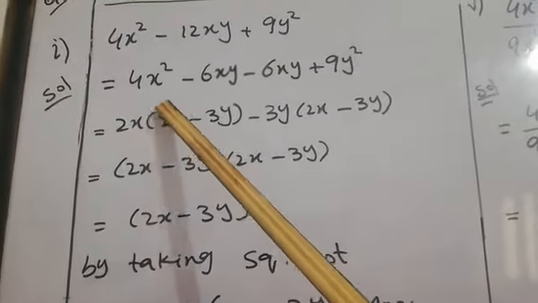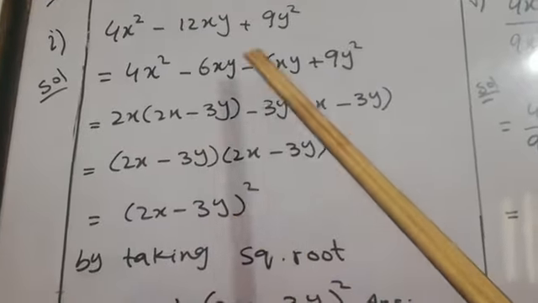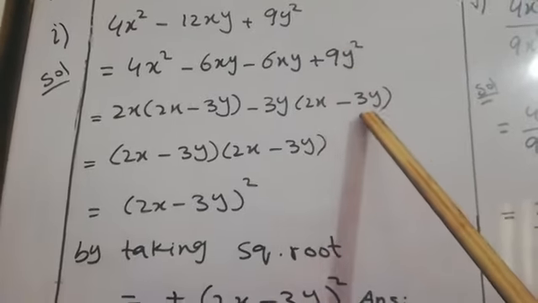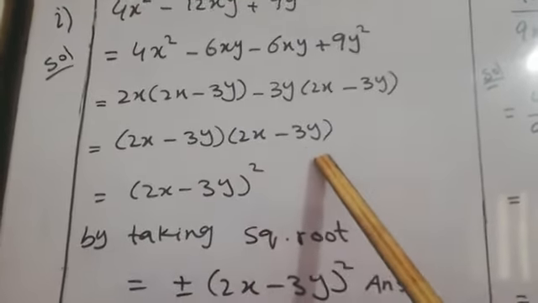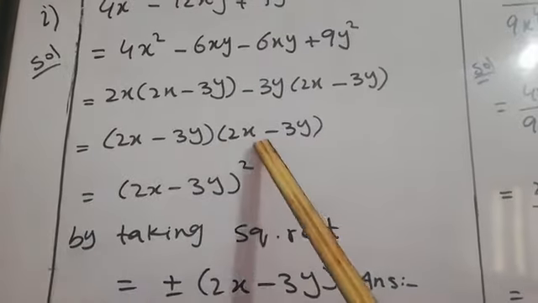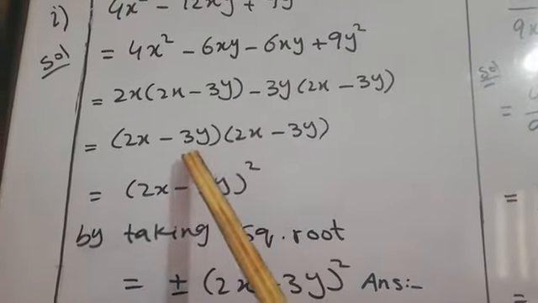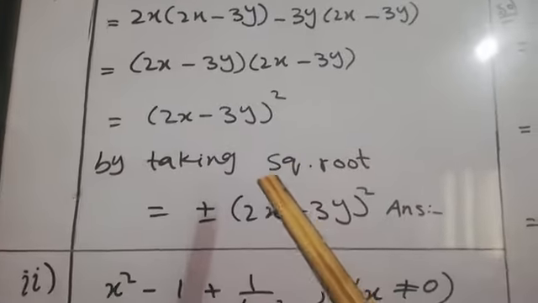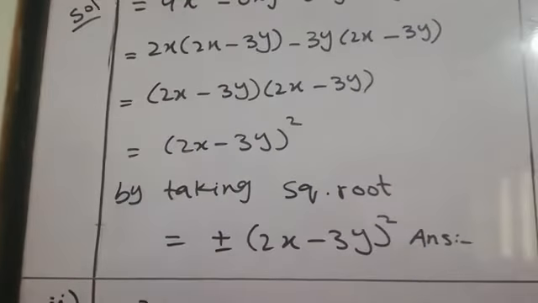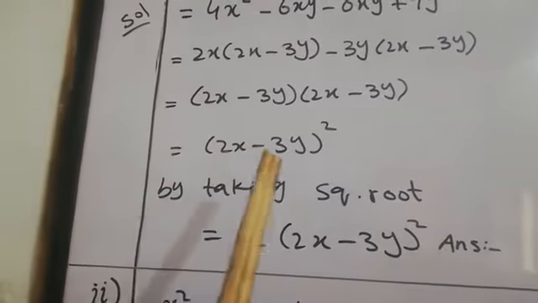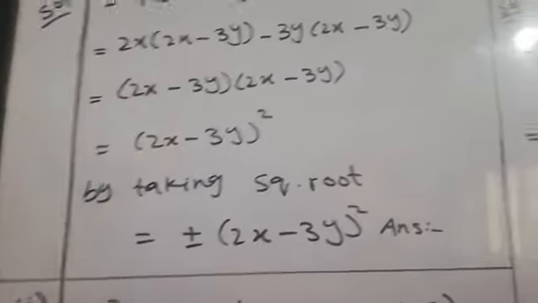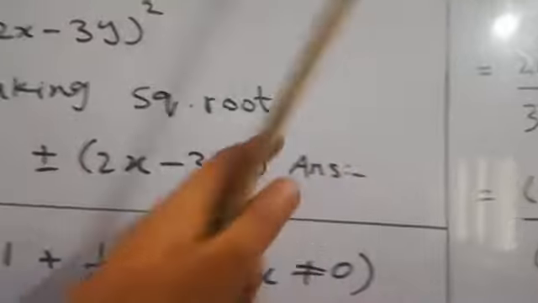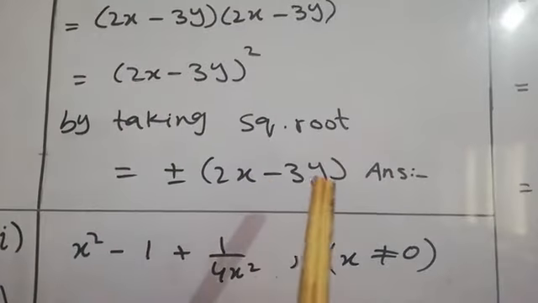And we will take 2x as common from the first two terms and 3y common from the last two terms. And we get 2x minus 3y into 2x minus 3y. Both values are the same and they are multiplied with each other, so we will take the square. Now we are going to find the square root. We will take the square root of this expression and we have the answer plus minus 2x minus 3y.